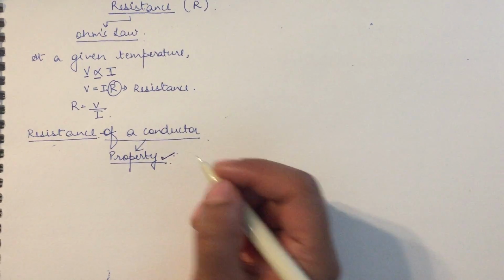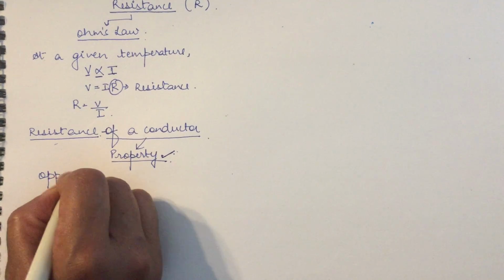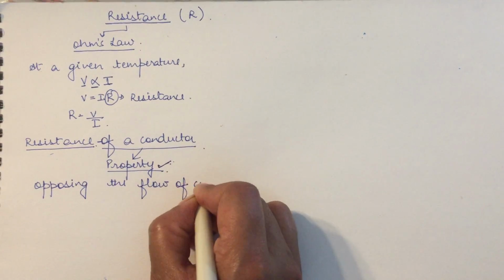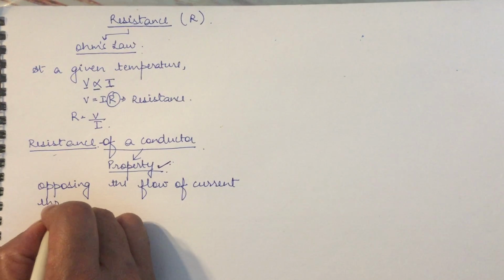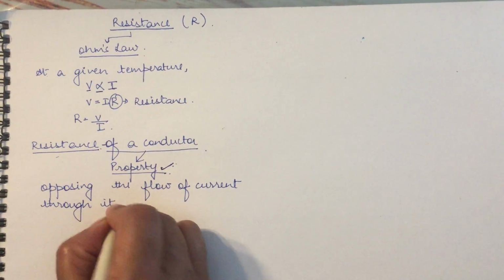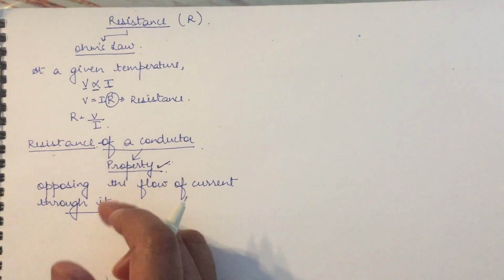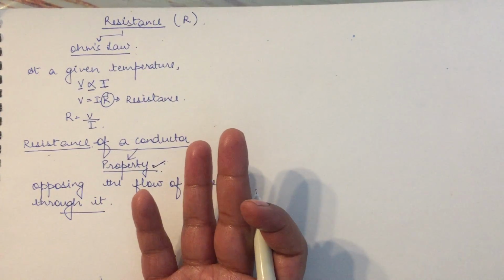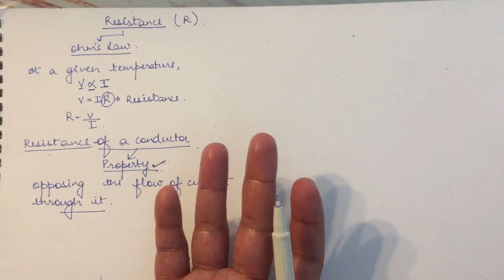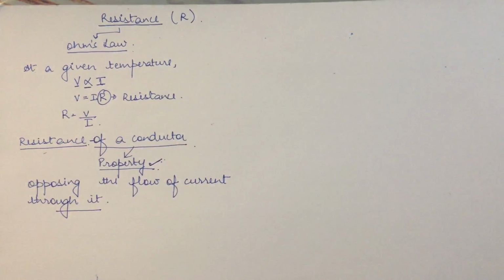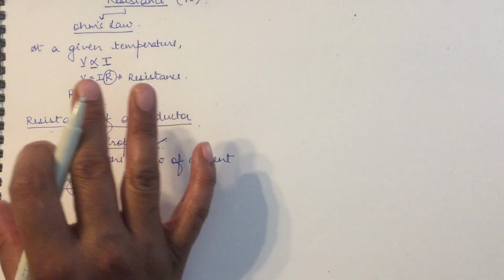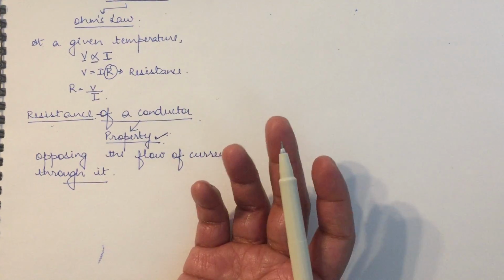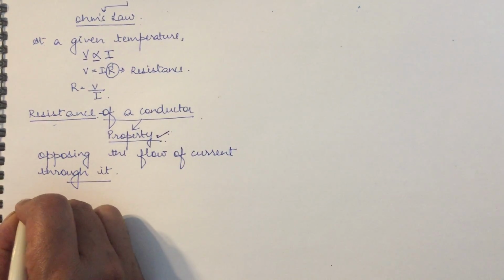This property is actually opposing the flow of current through it. Depending on how much current it is opposing, we term it as a conductor, an insulator, or we also name it as a poor conductor. Now we've understood the meaning of resistance. So resistance of a conductor is actually the property of this conductor where it opposes the flow of current through it.